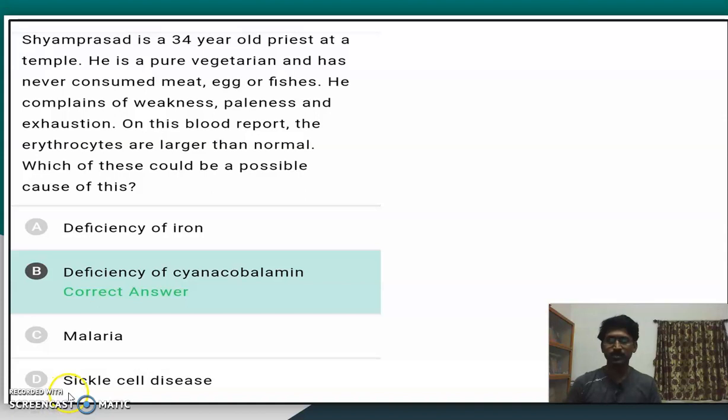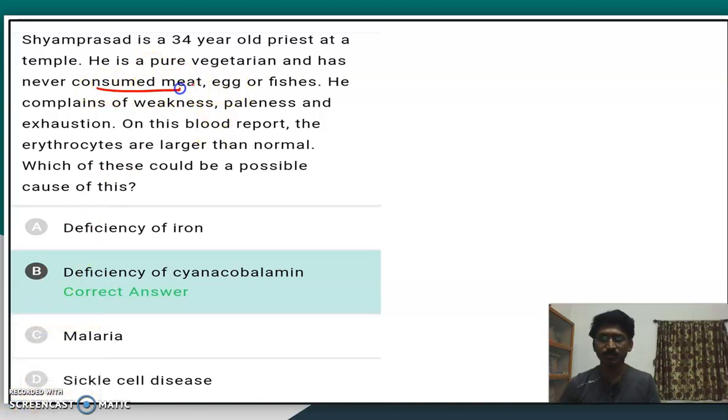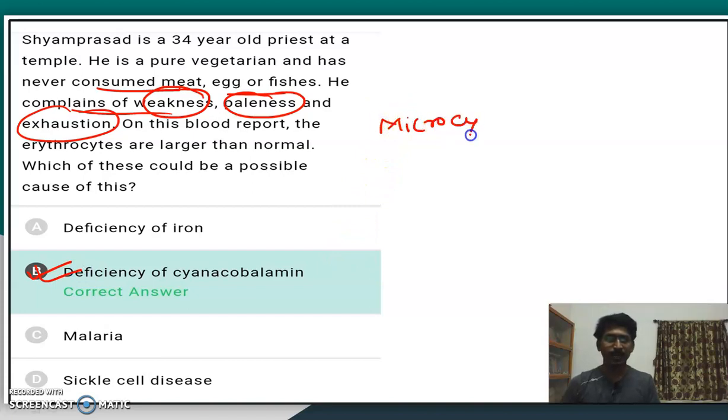So next question. Sama Prasad is a 34 year old man suffering from some symptoms. He never consumes meat or eggs, and shows weakness, paleness, and exhaustion. These are symptoms of an anemic condition, and there are different types of anemia. Microcytic anemia occurs due to iron deficiency.